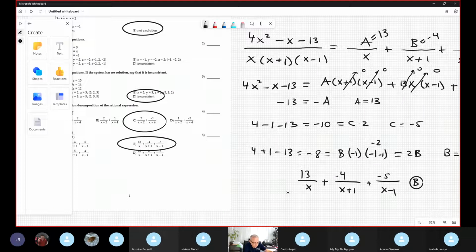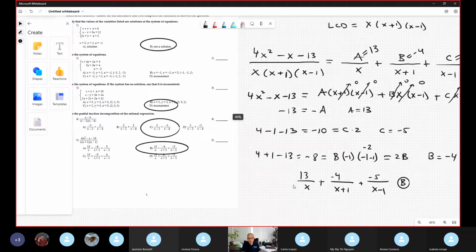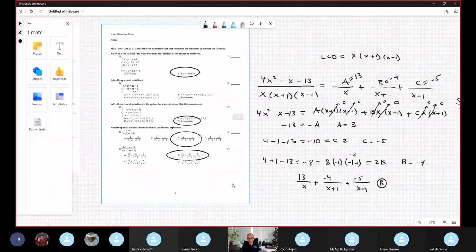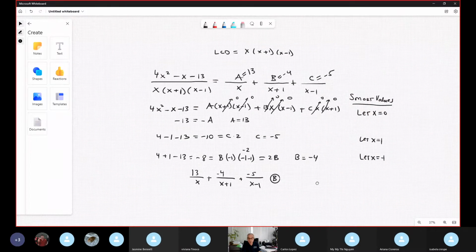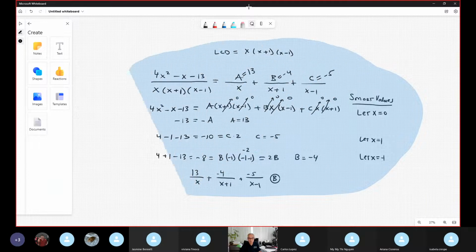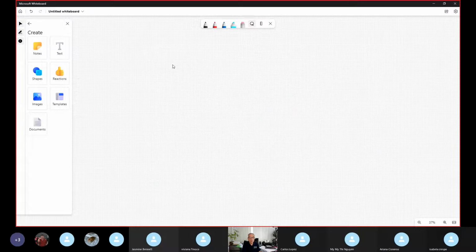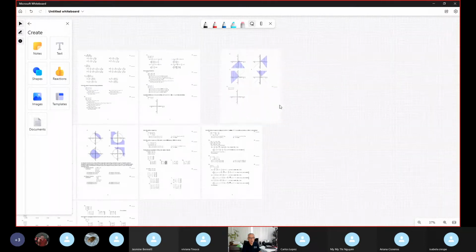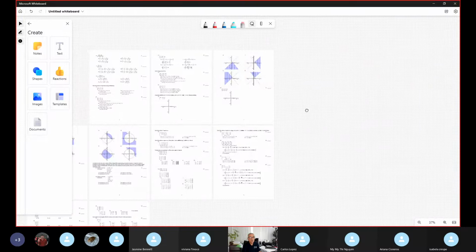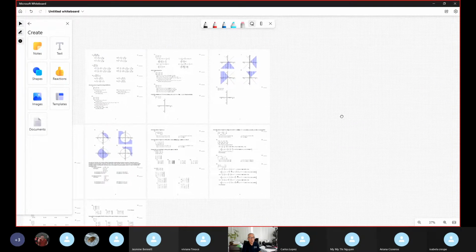Any question? Partial fraction decomposition. We're doing one more. I left for you the other. Can you try to do it by yourself? Okay. Okay, that page is the next.